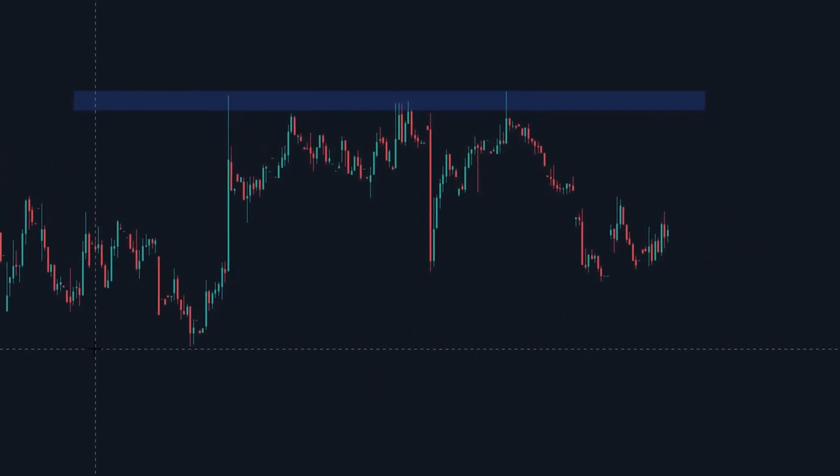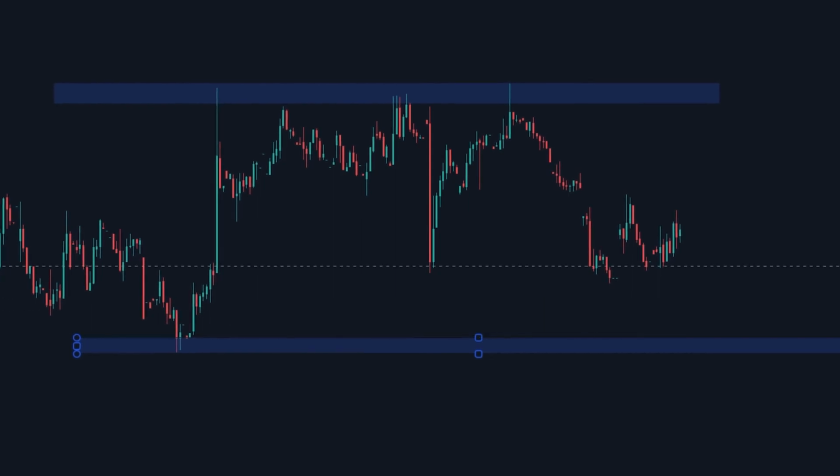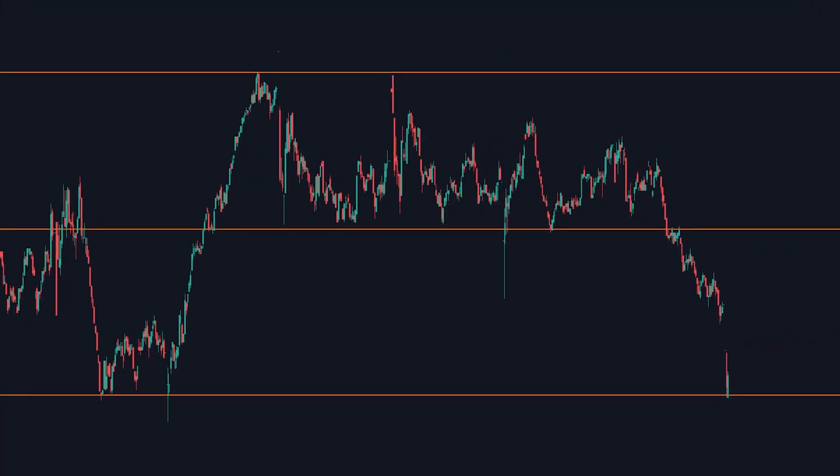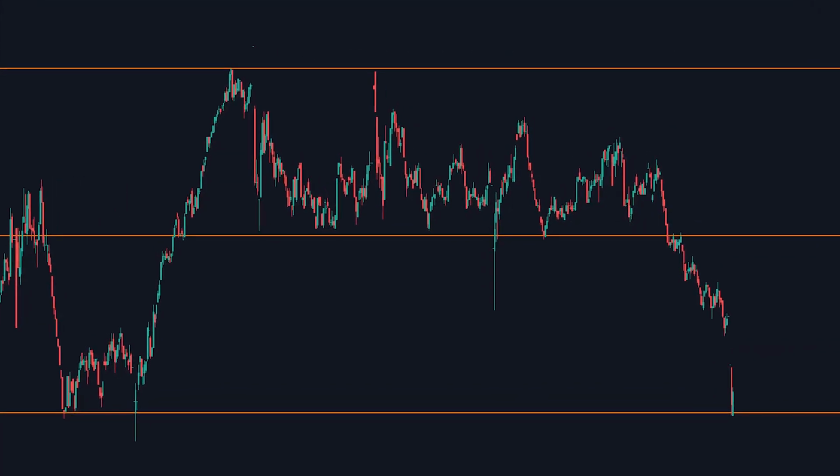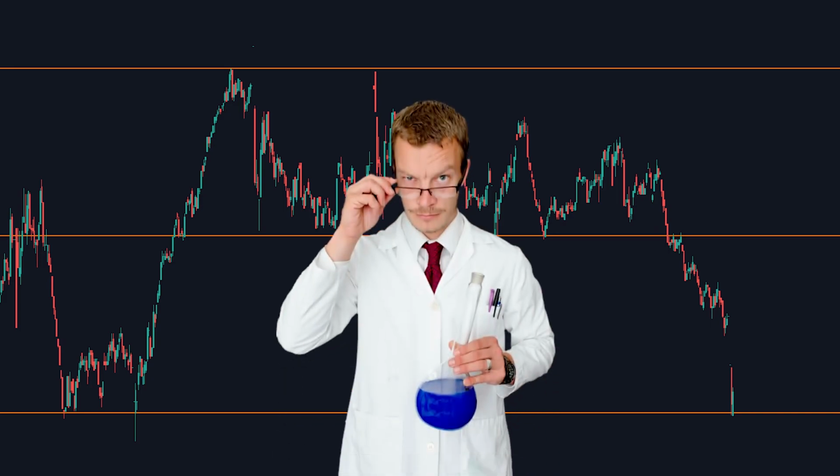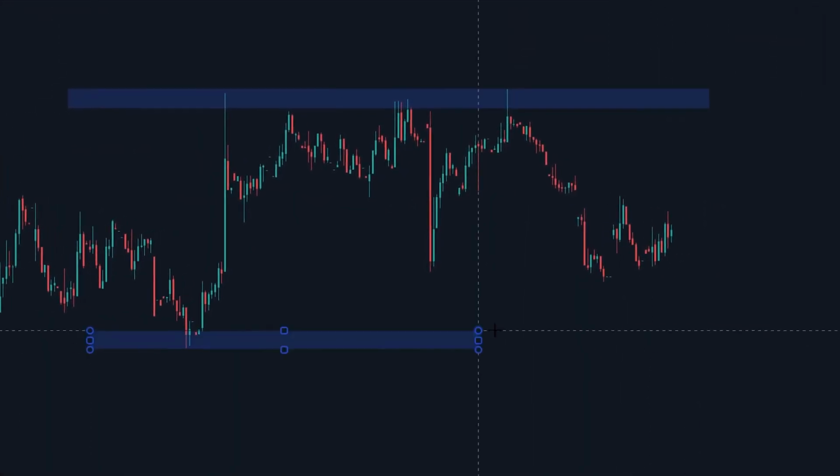It'll give you some wiggle room for your support and resistances, and you won't get faked out as much. The main point I'm trying to make is that you shouldn't be using support and resistances as an exact science. Use them as general areas to help make decisions.